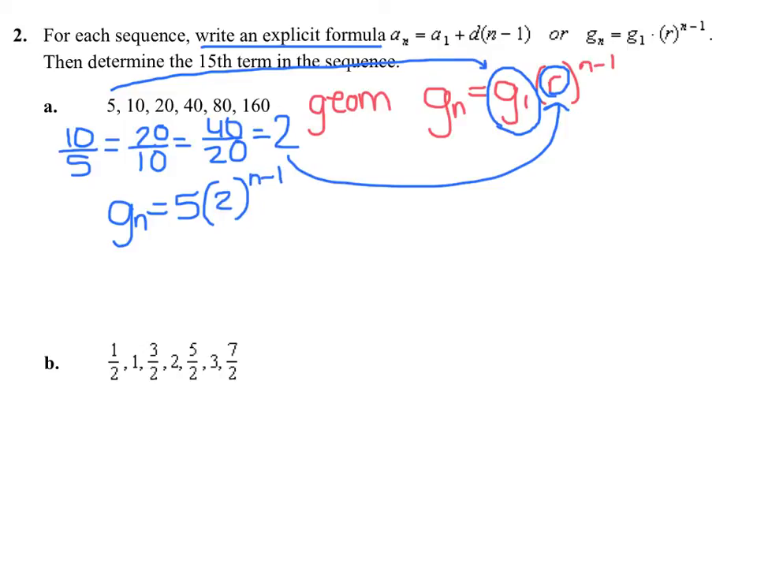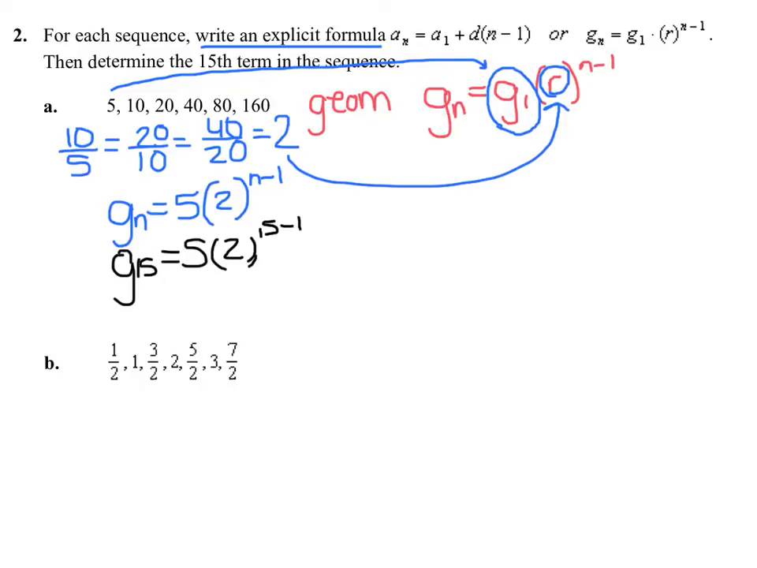Now to find the 15th term, you're going to put 15 everywhere you see an n. So I have an n here and I have an n up there, which means I'm going to replace those with 15. So it's going to be G sub 15, that means the 15th term in this geometric sequence, 5 parentheses 2 raised to 15 minus 1, and I can put all that into my calculator just like you see it.